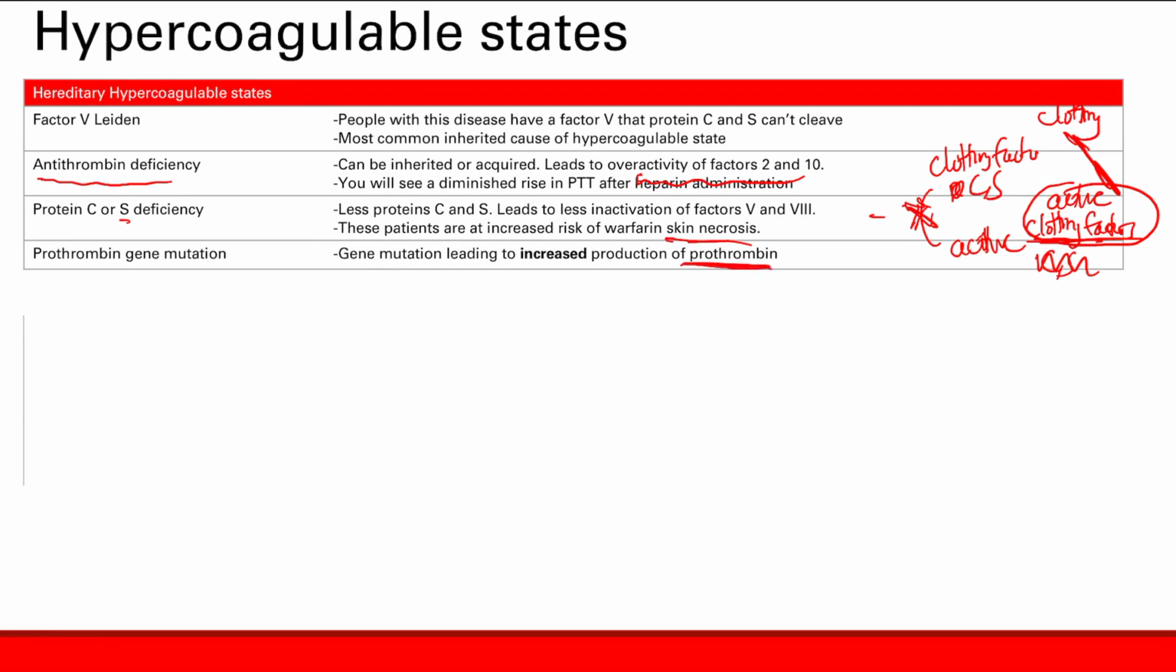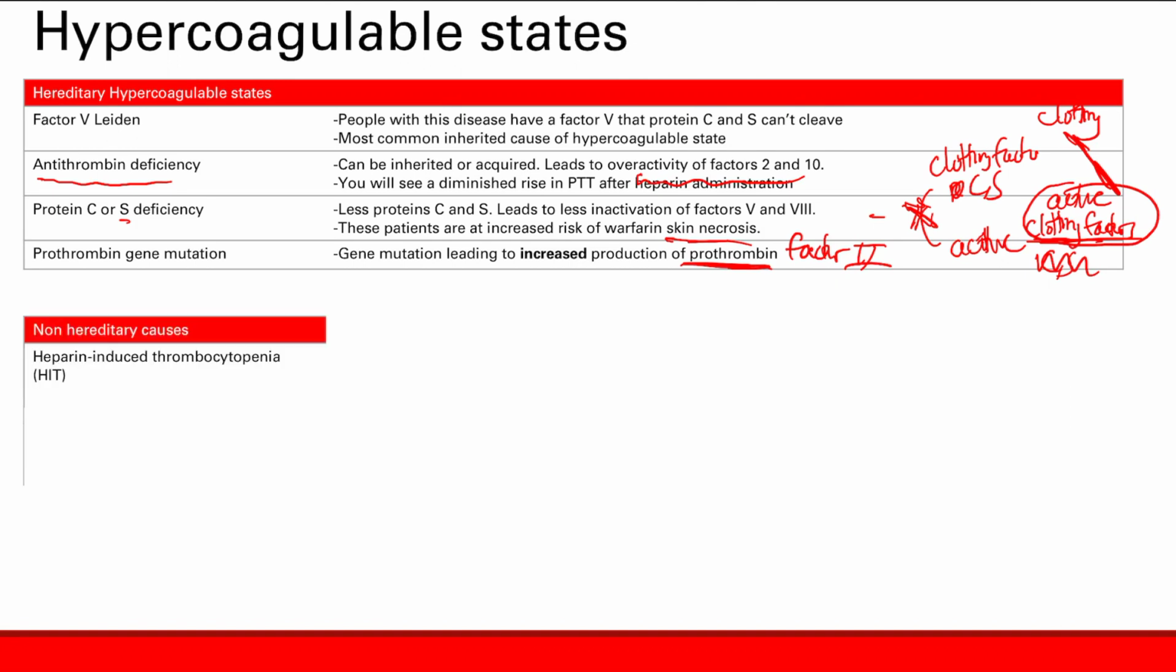Finally, prothrombin gene mutation leads to too much production of prothrombin. Prothrombin, obviously, is factor 2. So too much factor 2 leads to overcoagulation, a hypercoagulable state. So these are hereditary causes of hypercoagulable state. Now there are some non-hereditary causes.